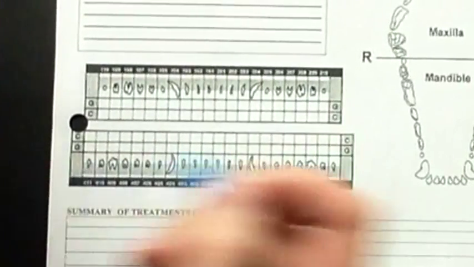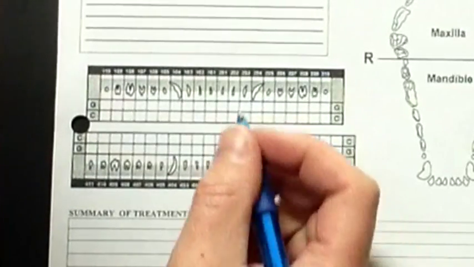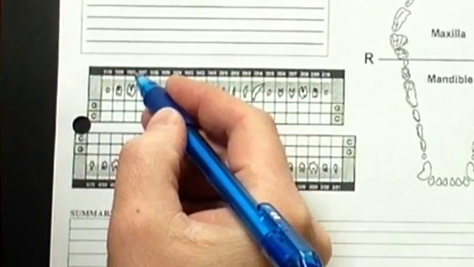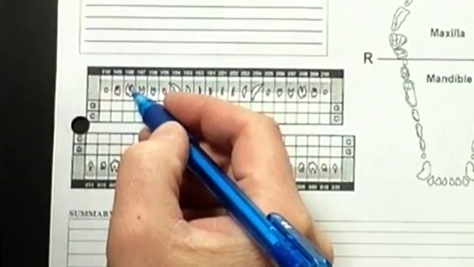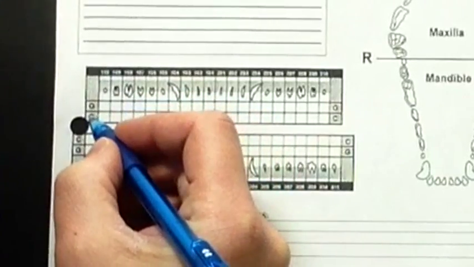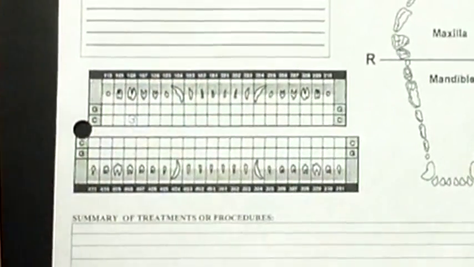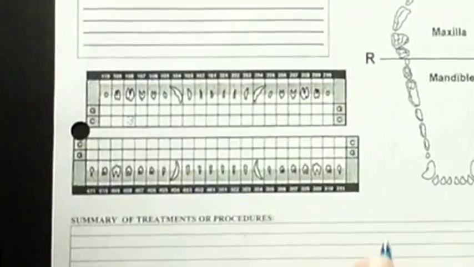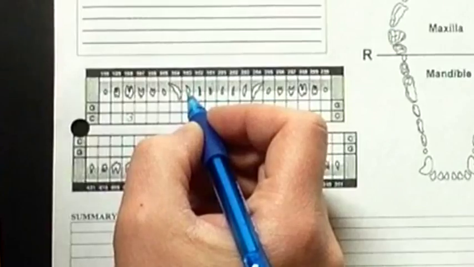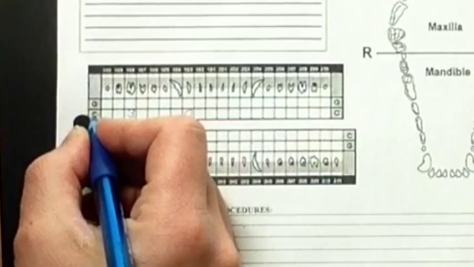When we do our exam, one of the first things we'll do is chart calculus indexes. So let's use tooth 108 for example. Say we look at tooth 108 and greater than 50% of the crown is covered in calculus. Then what we're going to do is under C for calculus index, we're going to record a 3. Okay? Say now we look at tooth 103 and there's no calculus of any type on that tooth. We're going to record a 0 for calculus index.